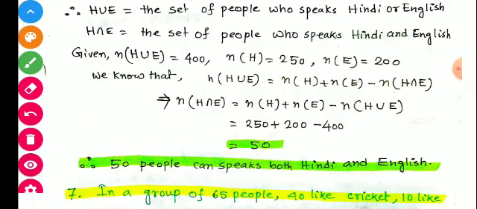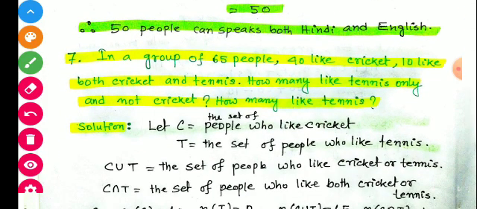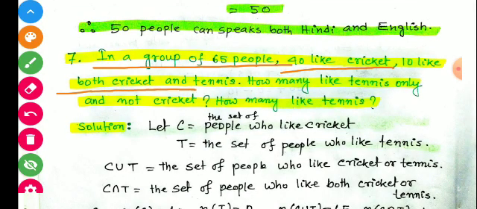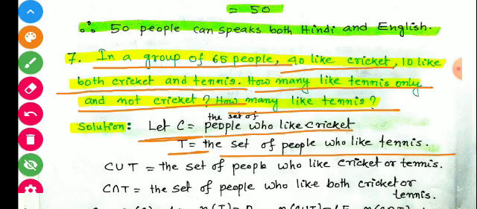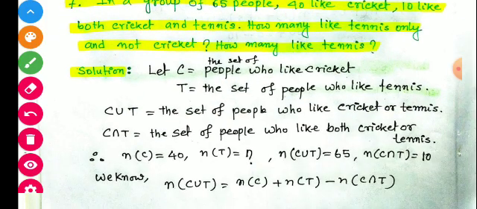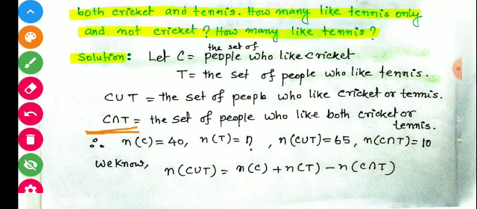Now, go to the next question. In a group of 65 people, 40 like cricket, 10 like both cricket and tennis. How many like tennis only and not cricket? First we assume C is the set of people who like cricket, T is the set of people who like tennis, C union T is the set of people who like cricket or tennis, and C intersection T is the set of people who like both.